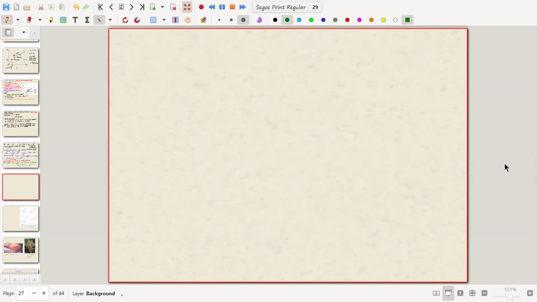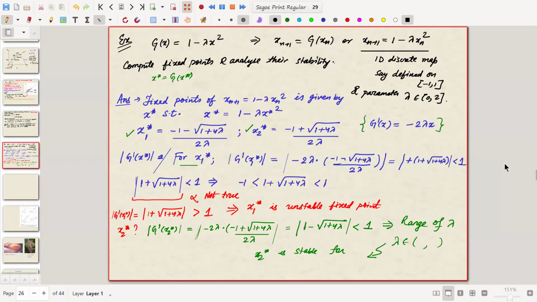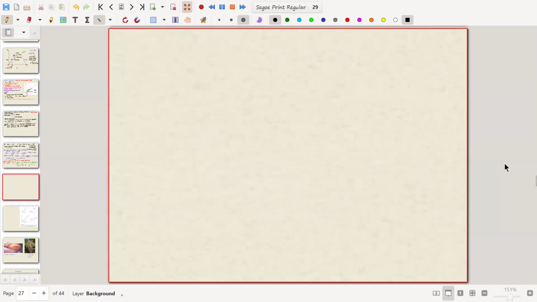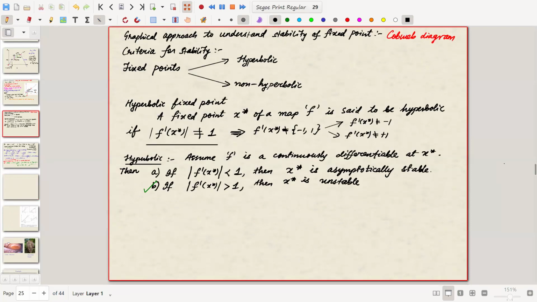Now let us move to a concept discussed in many courses in nonlinear dynamics. Many don't cover this concept. Many know the concept till now that if it is less than 1 it is stable, greater than 1 is unstable. But what if your derivative is equal to 1? If your derivative is equal to 1, from the very definition of a hyperbolic fixed point, it violates hyperbolicity.